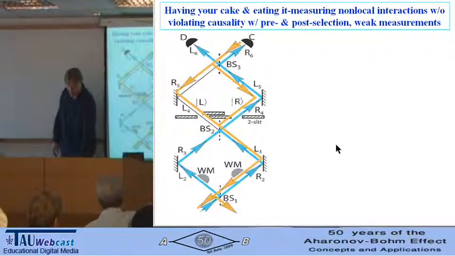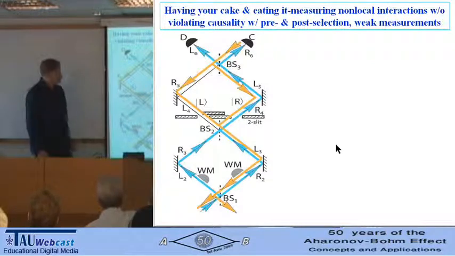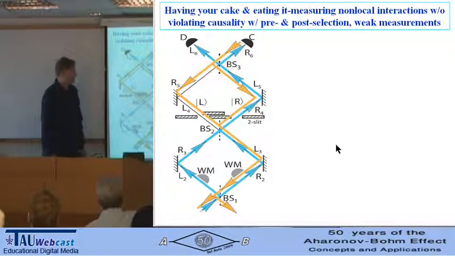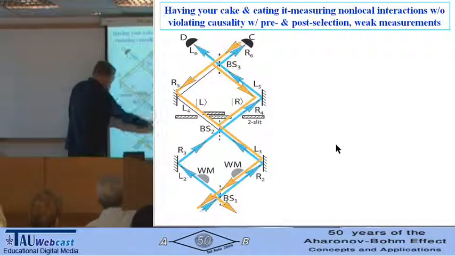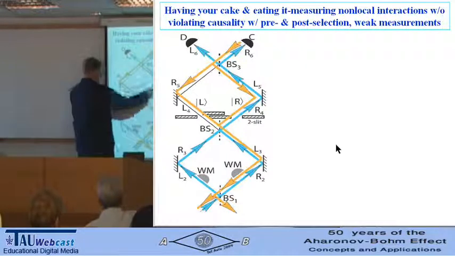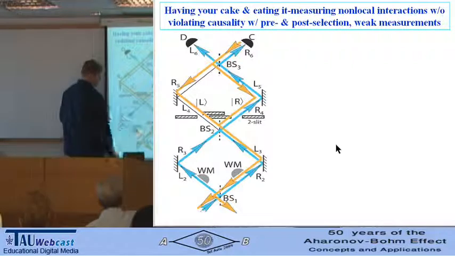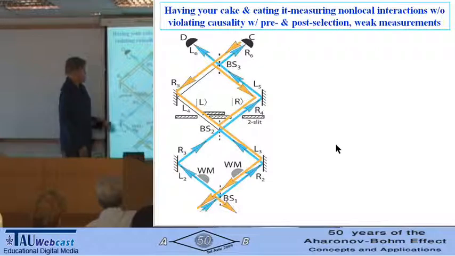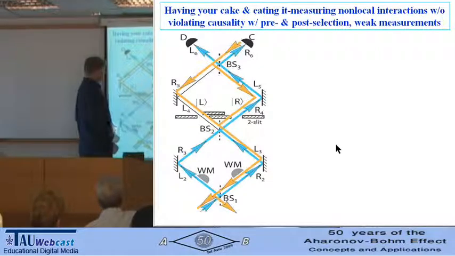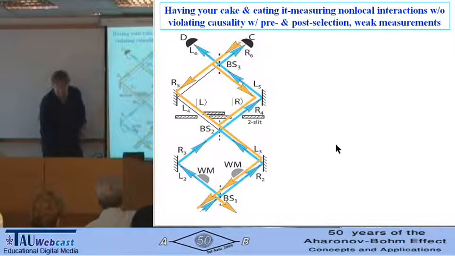So this is my last slide. It looks kind of complicated. This is a depiction of an experimental proposal. Here comes in, this is two Mach-Zehnders. Here's a double slit. This is like doing the pre-selection. You arrange the amplitudes in such a way that the particle definitely goes to the right slit. Here's where you do weak measurements of the parity, and here's where you do the post-selection.